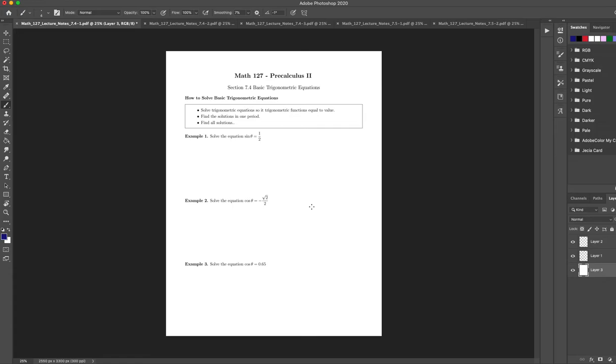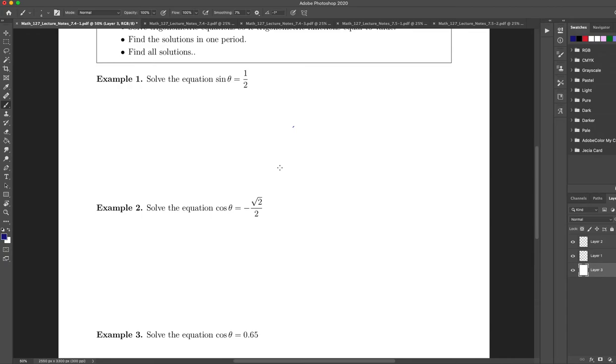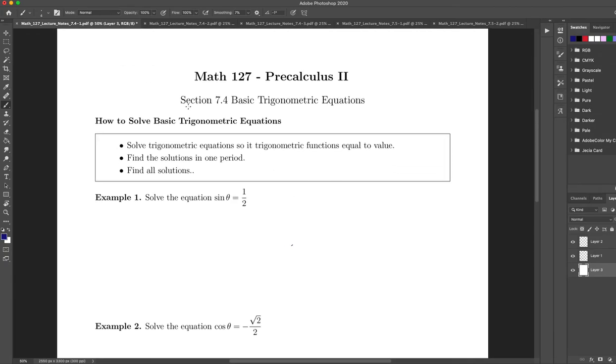All right, so we're going to do 7.4. So this is basic trigonometric equations. So zoom on in. And so this is basic trigonometric equations. So how to solve this, we're going to be doing this in steps. So we're going to call this step 1, we're going to call this step 2, this is step 3.